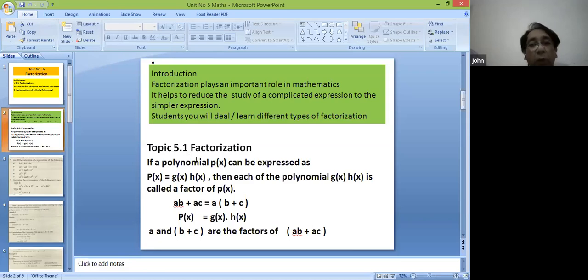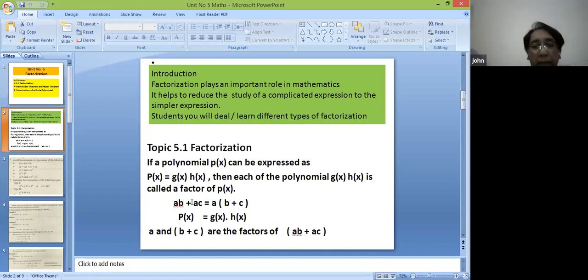First, topic number 5.1, factorization. The definition of factorization is: if a polynomial P of X, where P stands for polynomial and X stands for the numbers given there, meaning an algebraic expression, can be expressed as P of X equal to G of X into H of X, then each of the polynomials G of X and H of X is called a factor of P of X. It is like this. Look at this example.